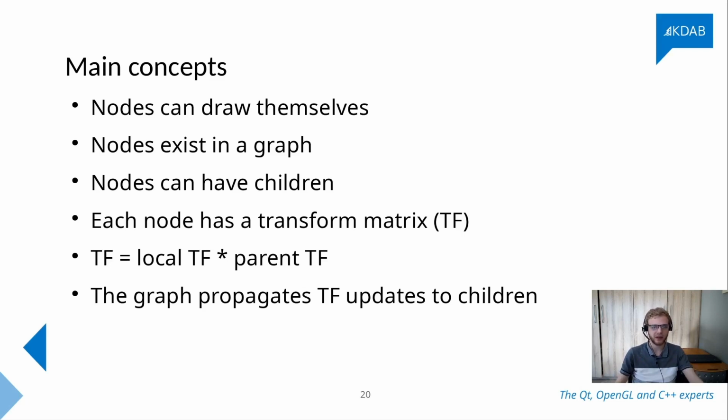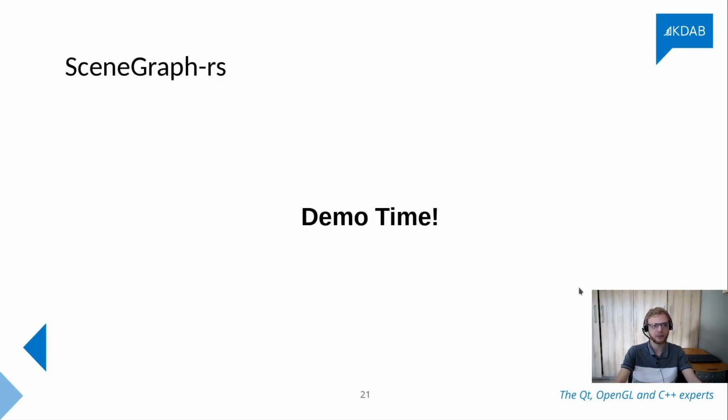Basically, the scene graph engine is responsible for propagating all these transformation matrix updates to children. So it's the scene graph's responsibility that whenever you change, let's say, the x-coordinate of a node, all its children's transform matrices are updated as well to keep coherence in what is displayed.